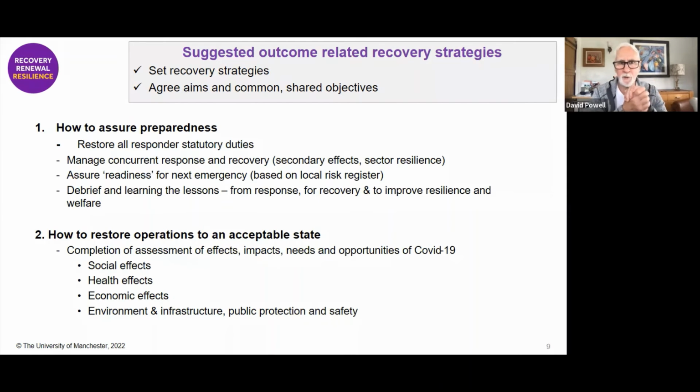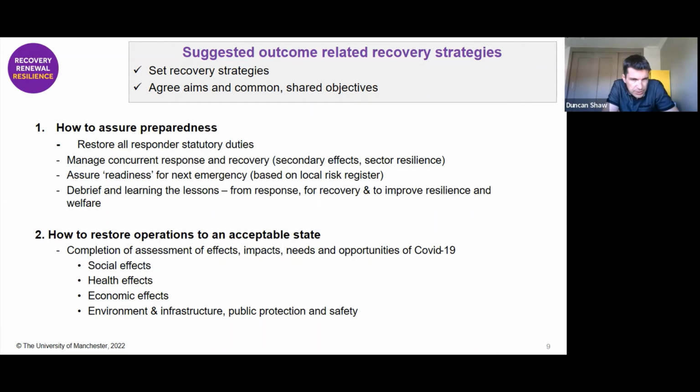So to repeat, how to assure preparedness. Well, restoring all of your statutory duties we've already agreed is important. Managing those concurrent responses and recovery, or indeed beginning to address some of the secondary or knock-on impacts or sector resilience challenges that are emerging. Assuring readiness for the next emergency, whatever your local risk is, of course. Are you ready for the next event that is most likely to happen in the nearest future? And then debriefing and learning those lessons. That bit about taking a pause to ask each other, how might we have done better? What did we learn? What did we take away from this?